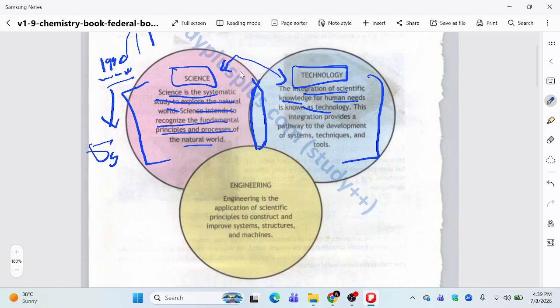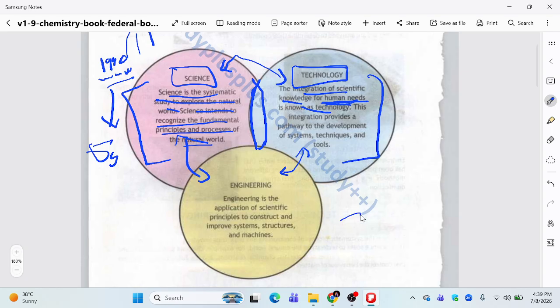Science and technology are correlating. Not only this, science and engineering are also correlating, and engineering and tools are also correlating. All of them are correlating with each other, meaning they are related to each other. So over here they are talking about human needs. This is the most important thing.